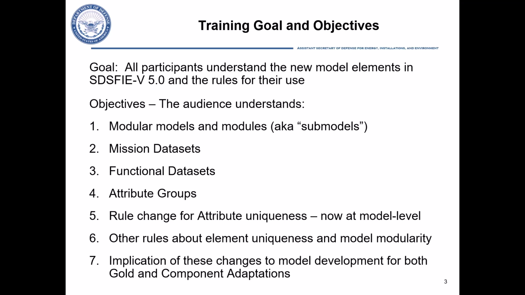folders, what attribute groups are and how they are useful, that in 5.0 there is a rule change that elevates attribute uniqueness to the model level, what the other rules are for element uniqueness and model modularity, and finally, what the implications of these changes are to model development for both Gold and Component Adaptations.